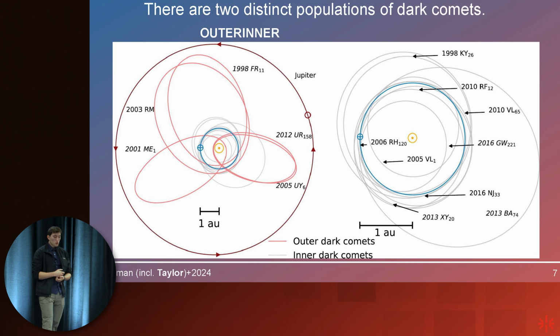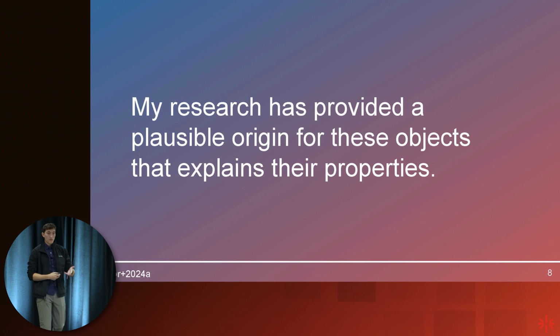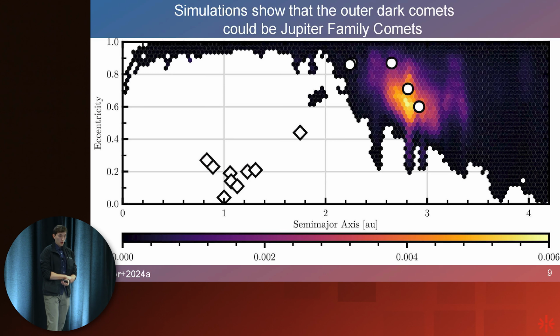So the research that I've been doing is looking at the origins of these objects, and I believe we've identified a plausible origin for how these objects are where they are and why they have the anomalous properties that they do. What we do is run simulations. We take a bunch of near-Earth objects from all the different places you could get a near-Earth object. We add non-gravitational accelerations, and then we run large-scale simulations of millions of objects and see where they end up.